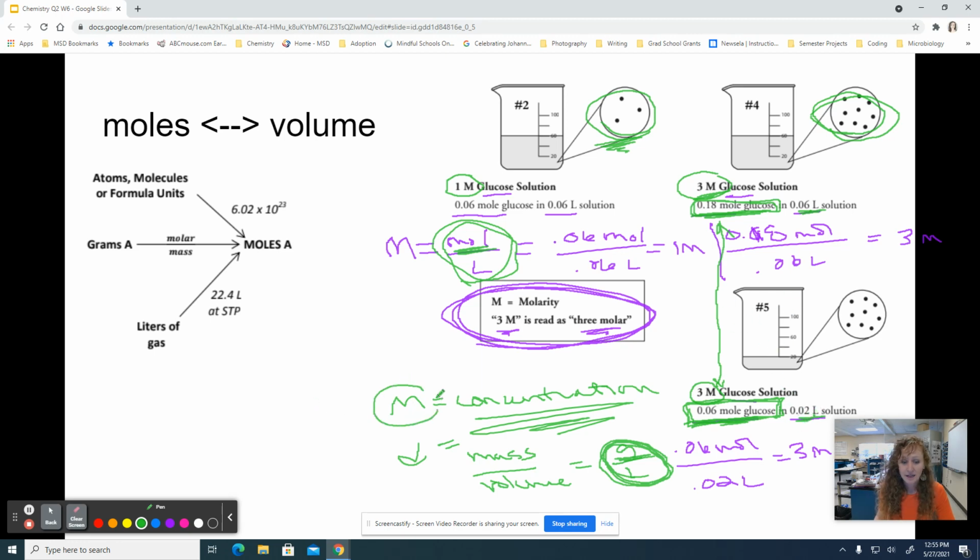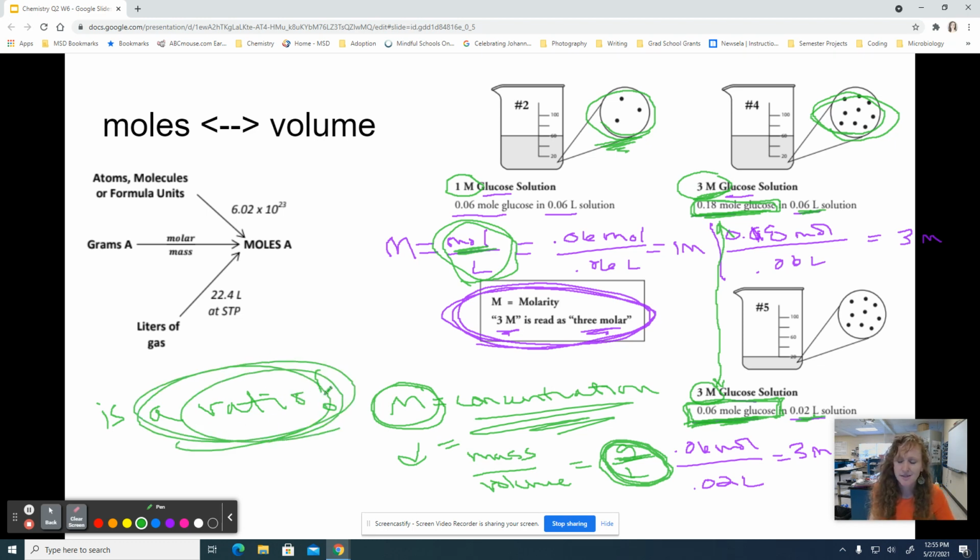So molarity is not a direct measurement. Molarity is a ratio. We love ratios. Ratios are amazing and they carry us through chemistry. Molarity is a ratio, so is density, right? If you decrease the volume, you're going to decrease the number of particles you have, right? But the particles per volume space, that ratio of particles to space, will stay constant. So molarity is a ratio, as we can see in these things.